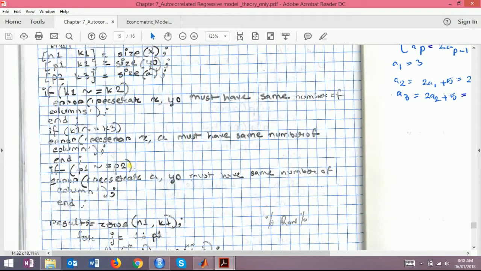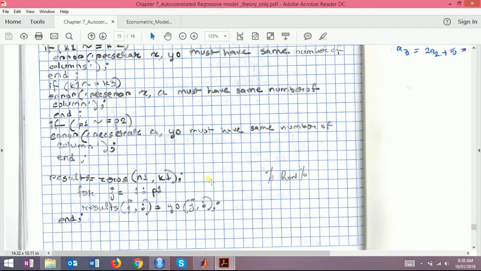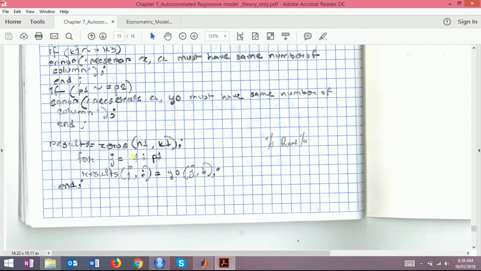If p1 is not equal to p2, then you'll have an error, because the p dimensions are the same dimension, they are not different dimensions. So first you fix the dimension, then you go to results. Results is a function which will create zeros for n rows and k columns. So for j equals 1 to p1, results is I.